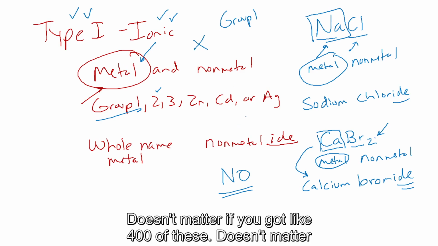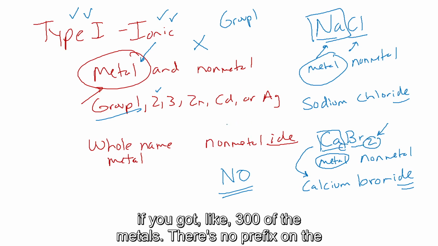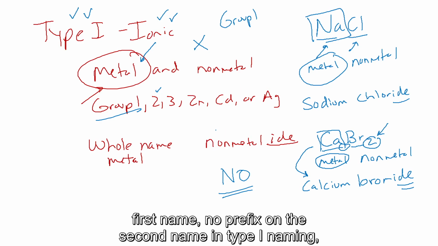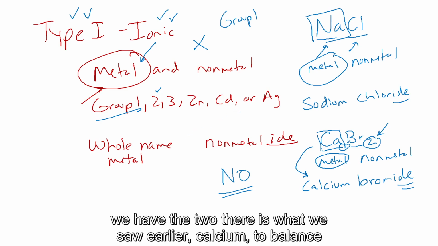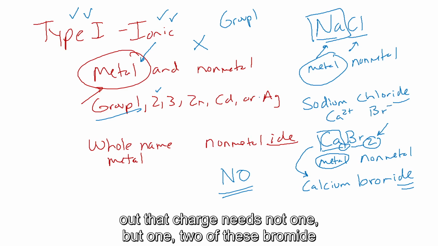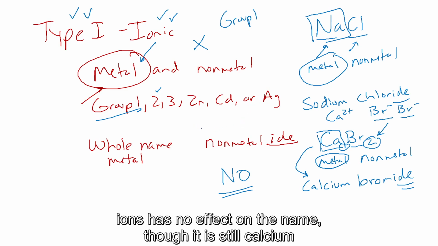Doesn't matter if you've got like 400 of these, or like 300 of the metals. There's no prefix on the first name, no prefix on the second name. In type 1 naming, it is simply the whole name of the metal, -ide for the non-metal. Why do we have the 2 there? It is what we saw earlier. Calcium, to balance out that charge, needs not 1, but 2 of these bromide ions. That has no effect on the name though. It is still calcium bromide.